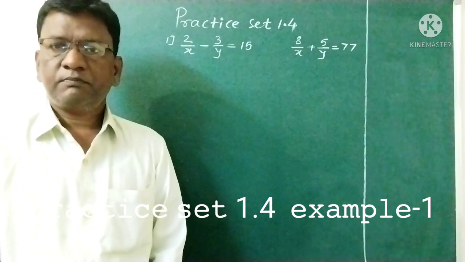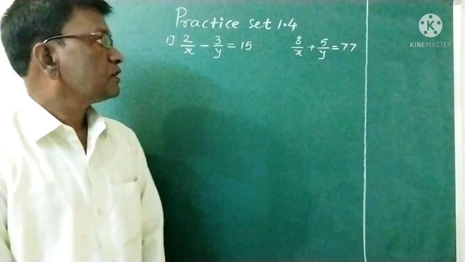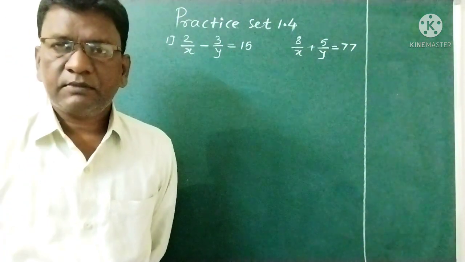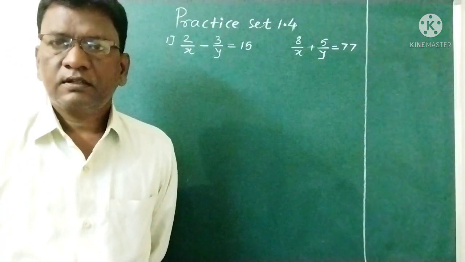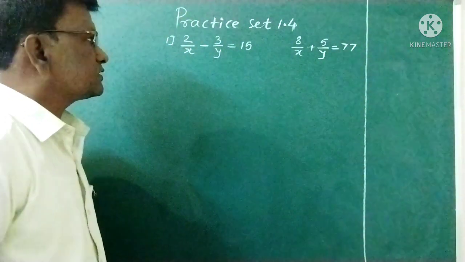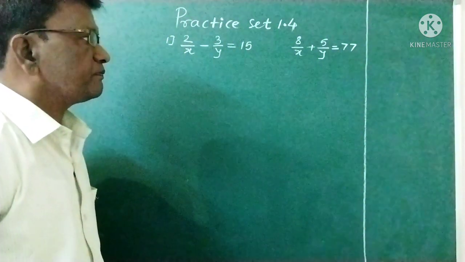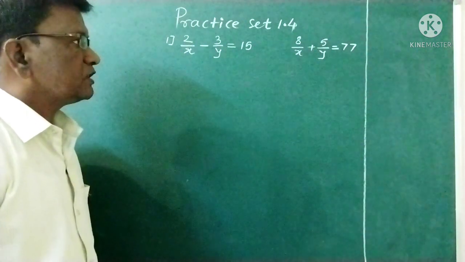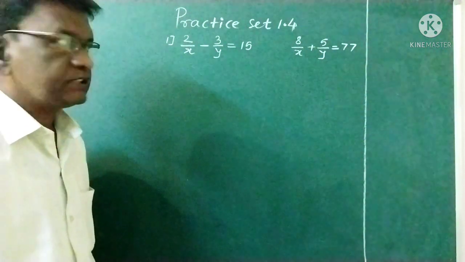Practice set 1.4. Let us see. Solve the following simultaneous equations. First example is 2 by x minus 3 by y equal to 15. 8 by x plus 5 by y equal to 77.